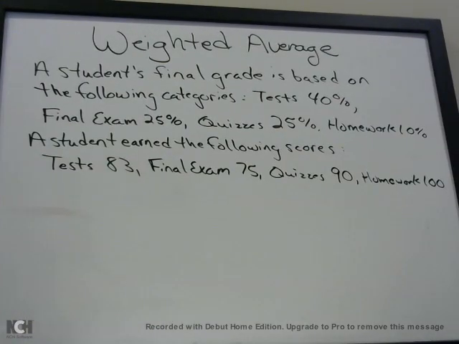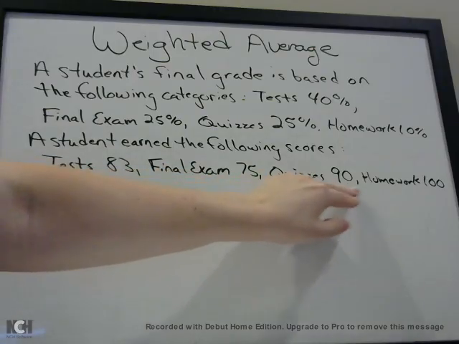So here's an example problem for using weighted average. Most of the time your weighted average problems are going to be word problems. So you need to read through it, maybe a couple of times, and make sure you understand what they're asking. So here, a student's final grade is based on the following categories. Tests are worth 40%, final exam 25%, quizzes 25%, and homework 10%. A student earned the following scores. In tests, got an 83, final exam a 75, quizzes a 90, homework 100.